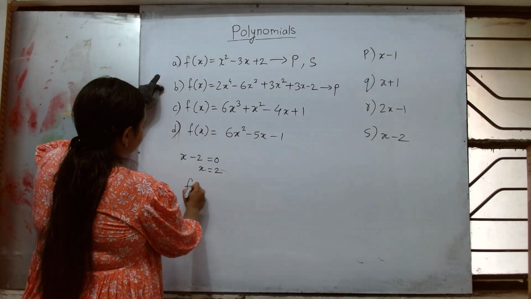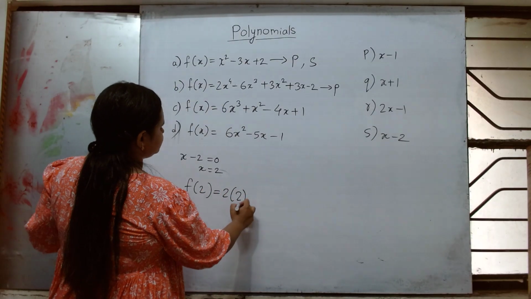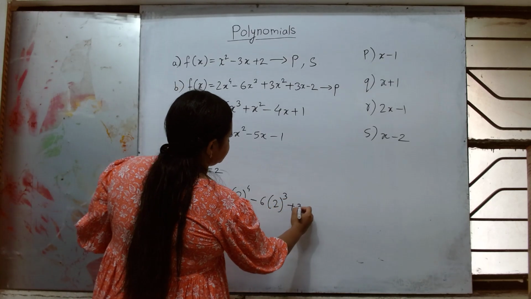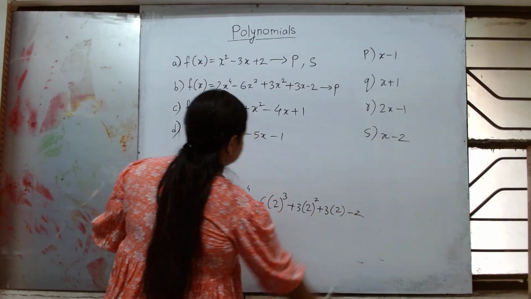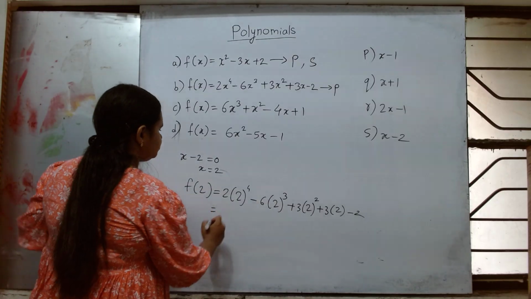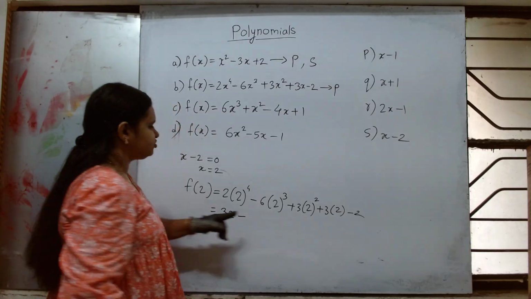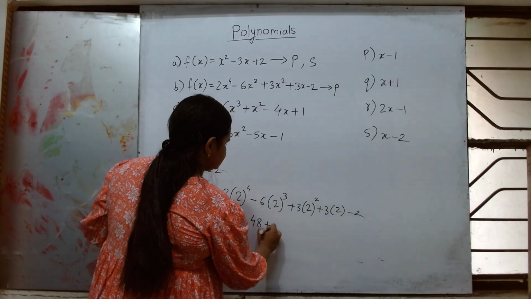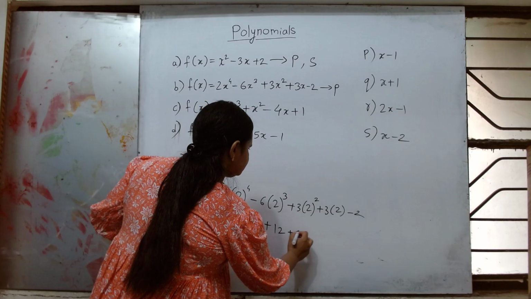Now for f of 2, it is 2 to the power 4 minus 6 times 2 cube plus 3 times 2 square plus 3 into 2 minus 2. I have put the value of x as 2. Now 2 to the power 4 is 16, 16 twos are 32, minus 2 cube is 8, 8 sixes are 48. 2 square is 4, 4 threes are 12, plus 6 minus 2.